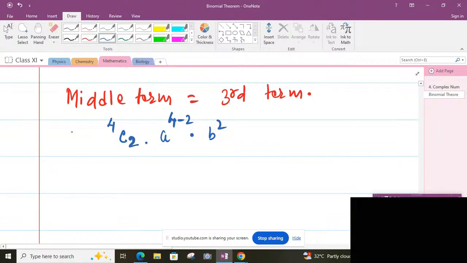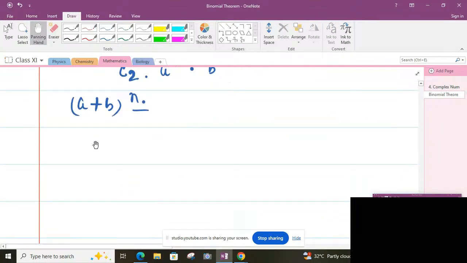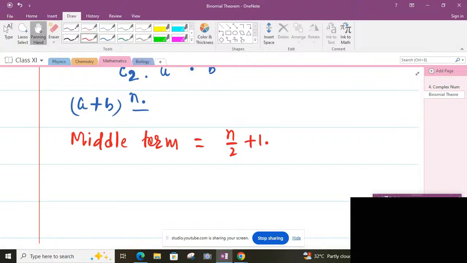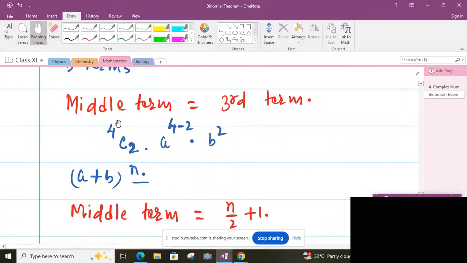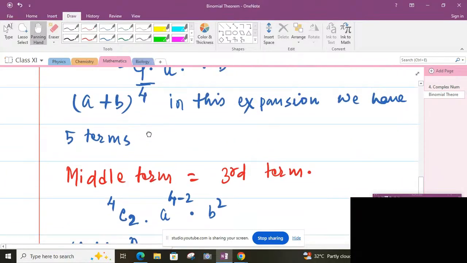So according to the expansion of (a plus b) to the power n, when n is even, the middle term is (n by 2 plus 1). Now we verify all of these. When n is 4, this is the 4.